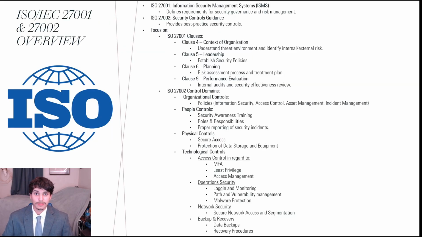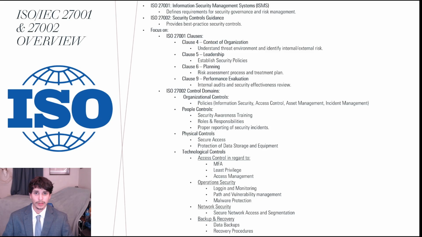Looking at ISO 27001 and 27002 here, this is a lot of information, but I'm going to break it down and make it really simple. 27001 is our information security management systems, and this is more focused on governance and risk management. And 27002 is security controls guidance. This is a little bit more technical, but as you can see, these are similar to NIST in a way, but these actually cost money and they're international based, compared to NIST, which is more American focused, but it's free.